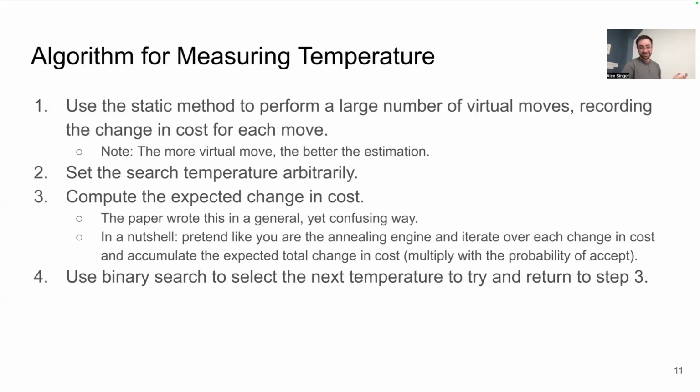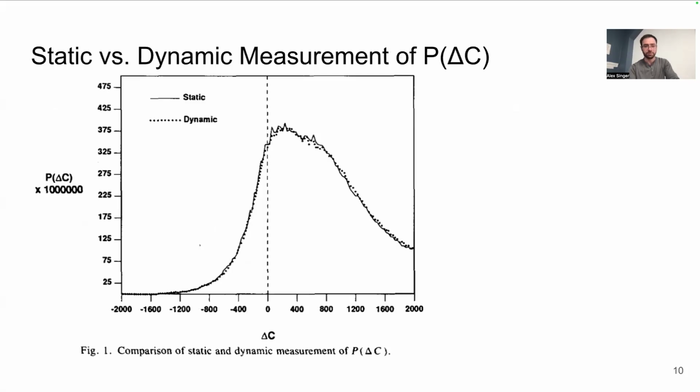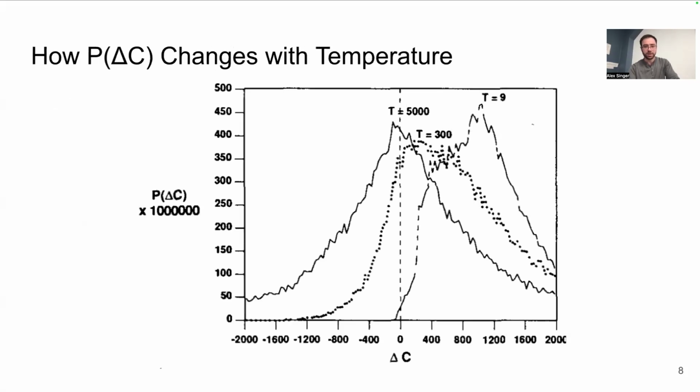And here's the key. You do binary search. What you do is if the change in cost that I computed is negative, I picked a temperature that was too low, increase it. And if I pick the temperature that's too large, I need to decrease the temperature. And the key idea is that we can do binary search. If we need to, and the reason we can do binary search, I forgot to mention this very clearly, is because of how it shifts to the right or shifts to the left.